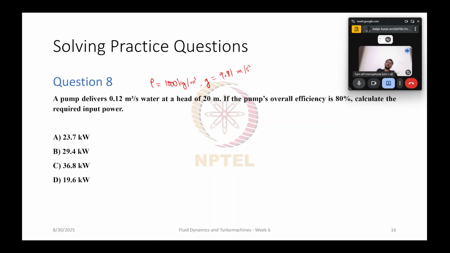So the volume flow rate of water is given, the pressure difference created due to the pump is also given, the head gain actually, and also we know the overall efficiency of the pump. We just need to find the required input power.